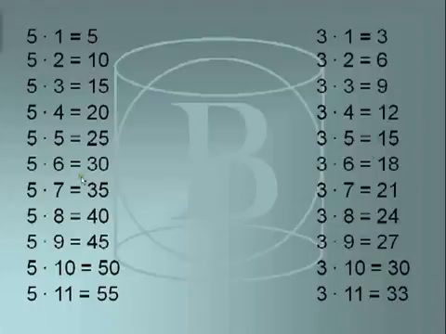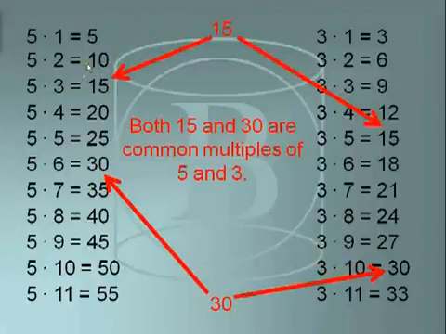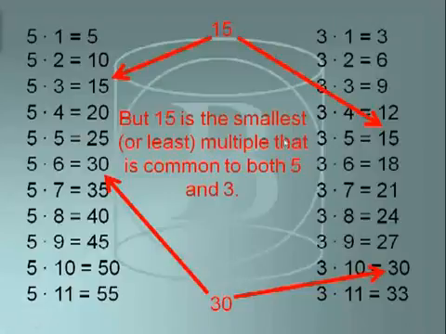Now, I got several multiples of each listed. Now I can just see what's common to both. Look right here. I got 15 is on both lists, and 30 is on both lists. So both 15 and 30 are common multiples of 3 and 5. And if I continued to list, I would find some more. If I continued down with my list on the left side with the 5's and the list on the right side with the 3's, I would find that there are more common multiples. But 15 is the smallest number that's listed on both sides. So that means 15 is the least common multiple of 3 and 5.